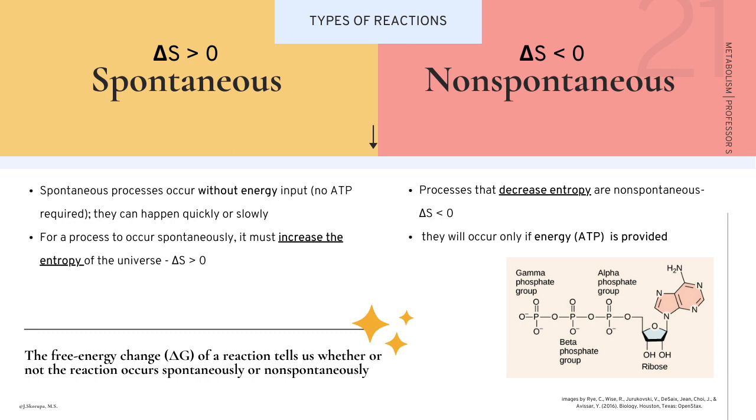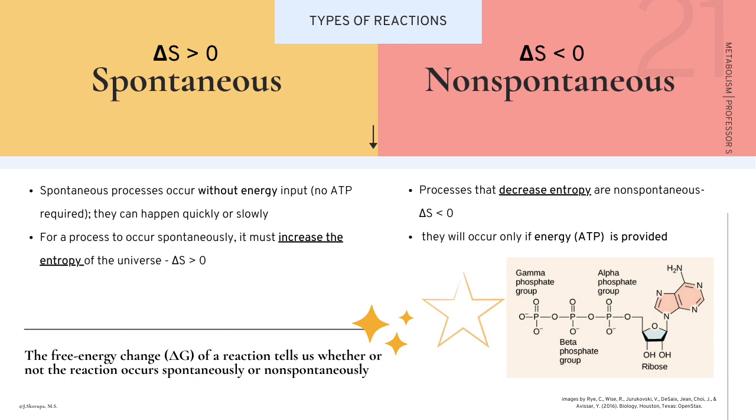or slowly. For a process to occur spontaneously, it must increase the entropy of the universe, delta S greater than 0. Processes that decrease entropy are non-spontaneous, so delta S is less than 0. And they will occur only if ATP, energy, is provided.